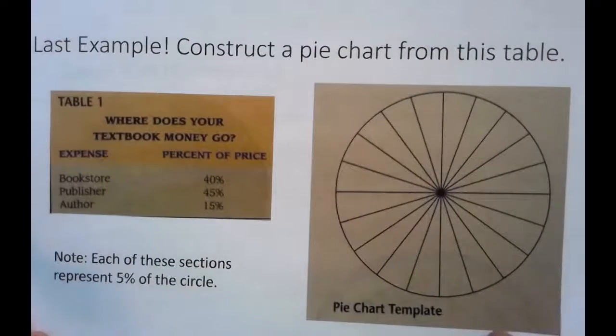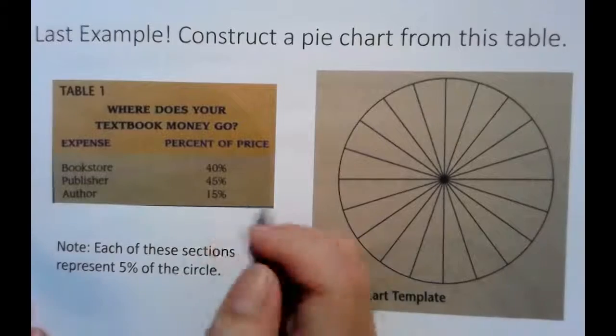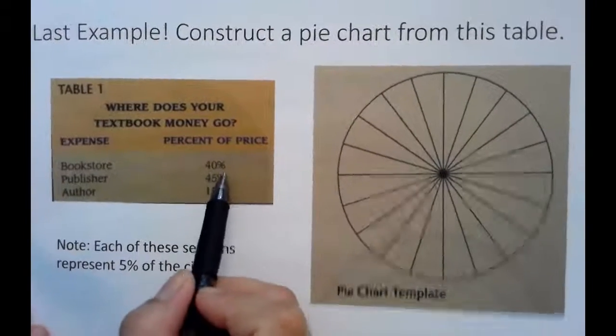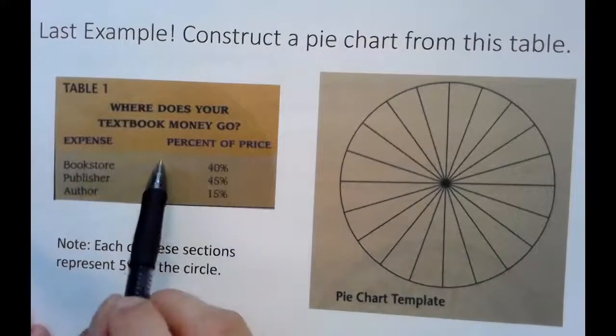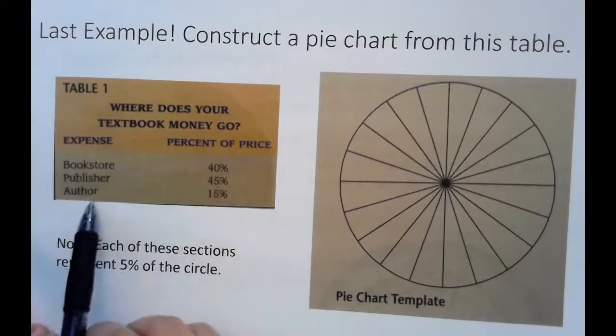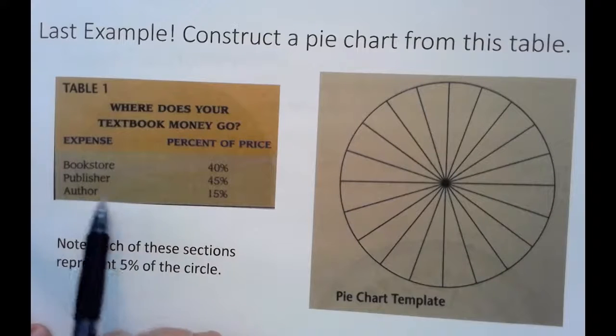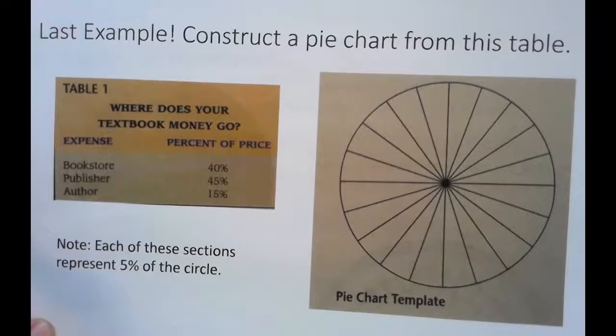Alright, so let's do one more example. Let's construct a pie chart from this table. Here, they're giving us the percentage of price. When you purchase a textbook, 40% goes to the bookstore, 45% goes to the publisher, and a meager 15% goes to the author, which I think is unfair, but that's fine.